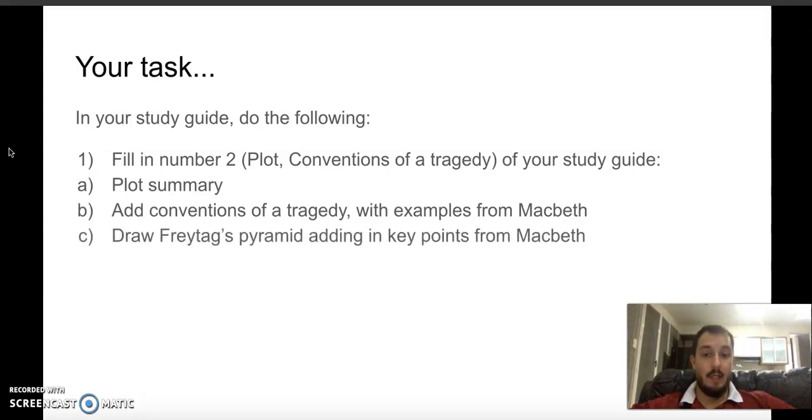Then I want you to draw Freytag's pyramid, adding in key points from Macbeth. Not the whole plot, because you won't be able to, but just the key points. It's very easy to draw. I did it just on Google Slides using lines. It's not difficult, and that is all you're going to do for today. We may do this in tomorrow's lesson as well, depending on how long it takes.